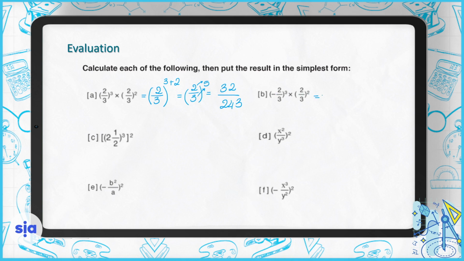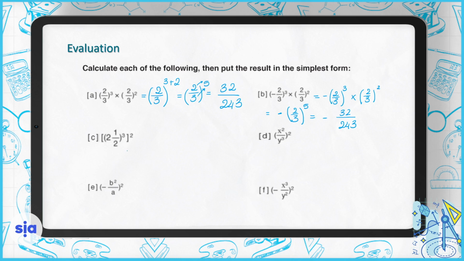it's negative 2 over 3 to the power of 3 multiplied by 2 over 3 to the power of 2, as long as we have the same base, so it's negative 2 over 3. We add the powers, 3 plus 2 will be 5. Then, like the previous one, it's negative 32, which came from 2 power 5, over 243 that came from 3 to the power of 5.